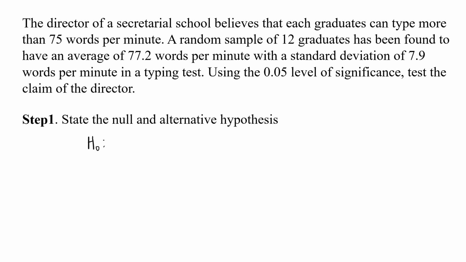Okay, so yung null hypothesis natin, mu is equal to 75. Laging equal yan, si null hypothesis. Then, yung ating alternative hypothesis, since more than 75 words yan, greater than na symbol yung gagamitin. Mu is greater than 75. Ito ngayon yung claim ng director na mataas daw sa 75 words per minute yung nagagawa ng each graduates. So, now let's continue.